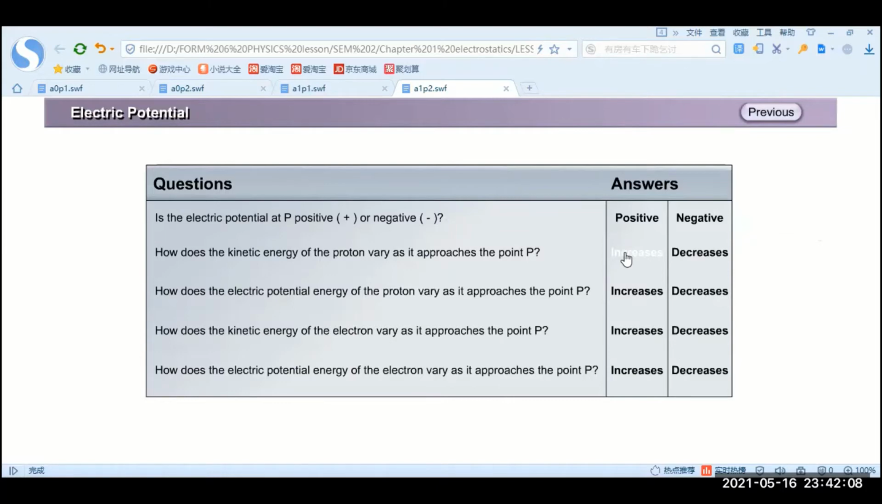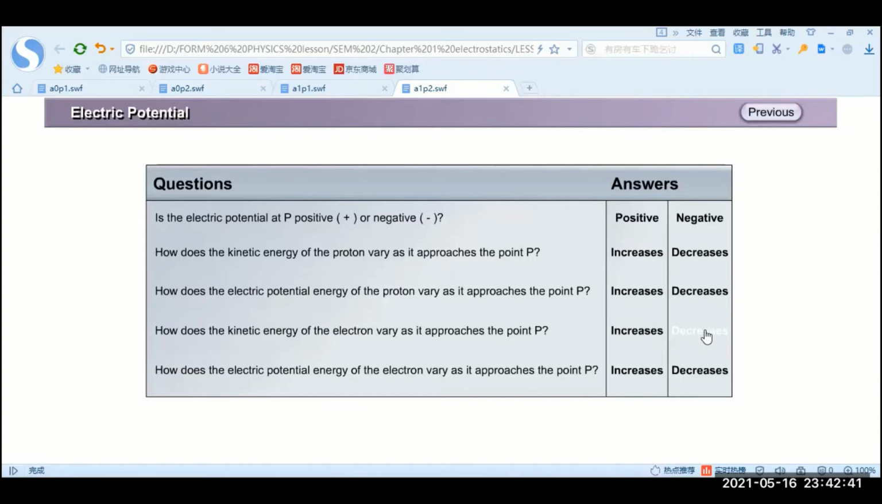And how does the electric potential energy of the proton vary as it approaches the point P? As we know the kinetic energy of the proton increases, the electric potential energy will decrease. And how about the electron? The kinetic energy of the electron decreases, because in the end it stops at the point P and is repelled in the opposite direction. So the kinetic energy of the electron decreases.